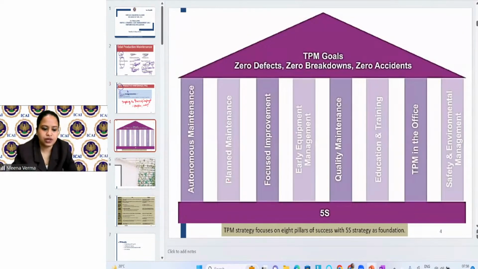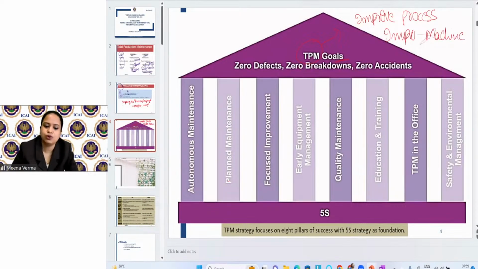All right. So you can see total productive maintenance is based on both improving the procedures, process, and maintaining the machines also. This is the goal of total productive maintenance. Improve process, which you have learned in lean system or just-in-time system, and improve machines. We need both. We need to improve both.